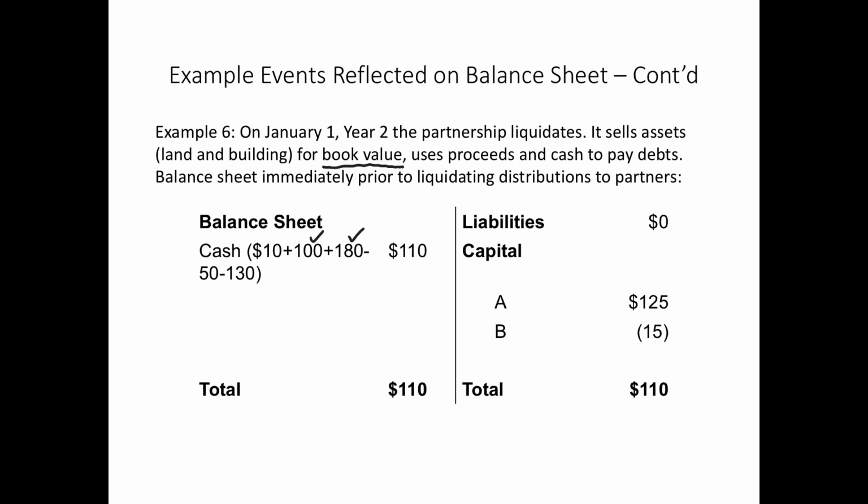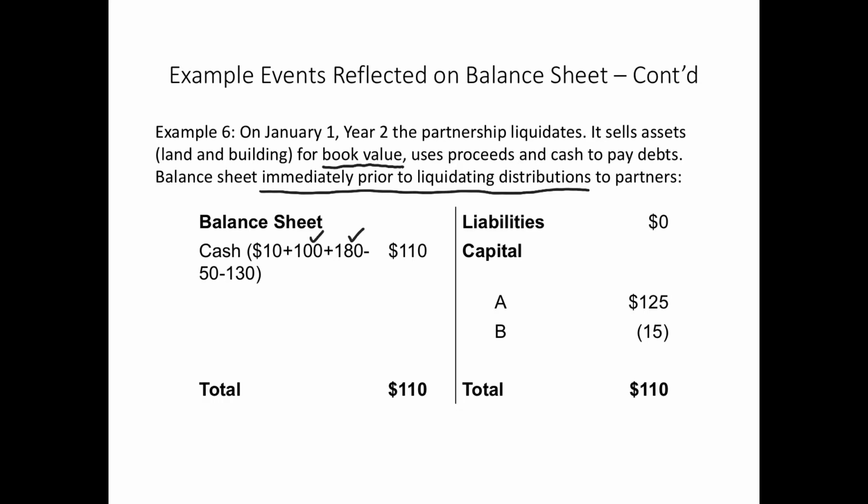Usually you sell for more or less and you have gains or losses, but I'm just making it easy here for you. Then it takes that cash, it turns around and pays off its two liabilities, right? The $50 bank liability, $130 tort liability. And then whatever cash it has left, that's what it has. Okay? So the balance sheet immediately prior to liquidating distributions, which means the last step is to pay off the owners, what they are, to the partners.